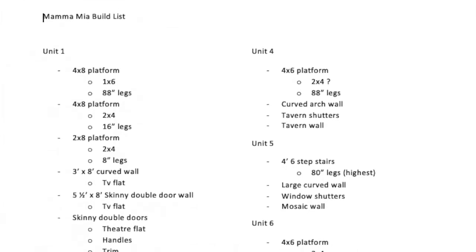Now, something that I have added into the drafting / building process is a build list. I think it's really important to keep track of where you are in the process and always keep an eye on your time and how much work you have left to do, as well as how much budget you have left. Now, the build list for Mamma Mia was really extensive.